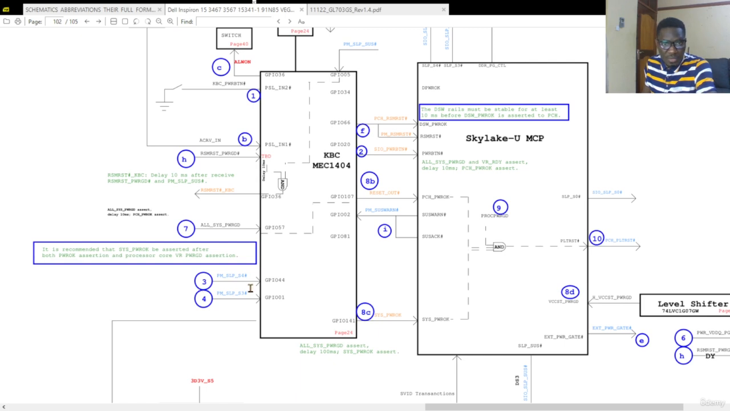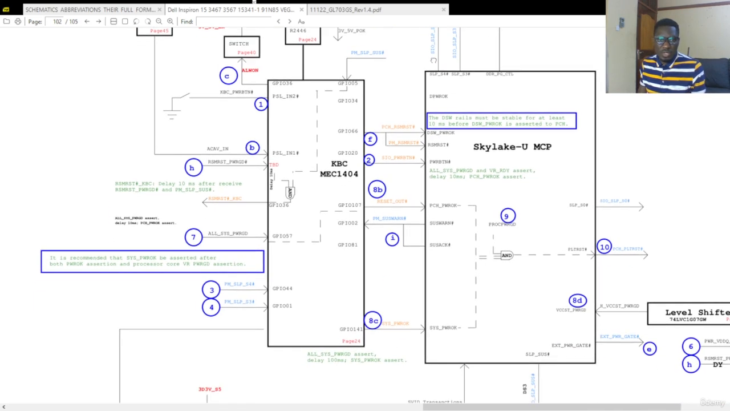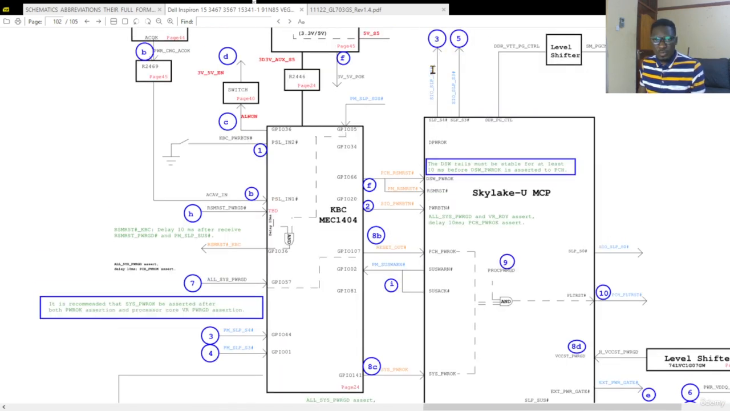Here we see that number 3 is here. Number 3 says PM sleep S4. Remember I told you PM stands for power management, sleep, or state 4. This one comes out of the chipset. You can actually see it from here. So after the KBC has told the chipset that the power button has been pressed, the chipset releases what we call PM sleep S4. Actually, here it comes out as SIO sleep S4.